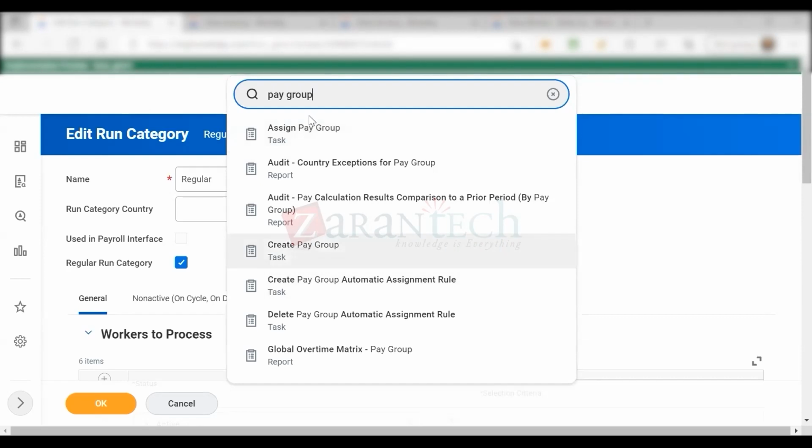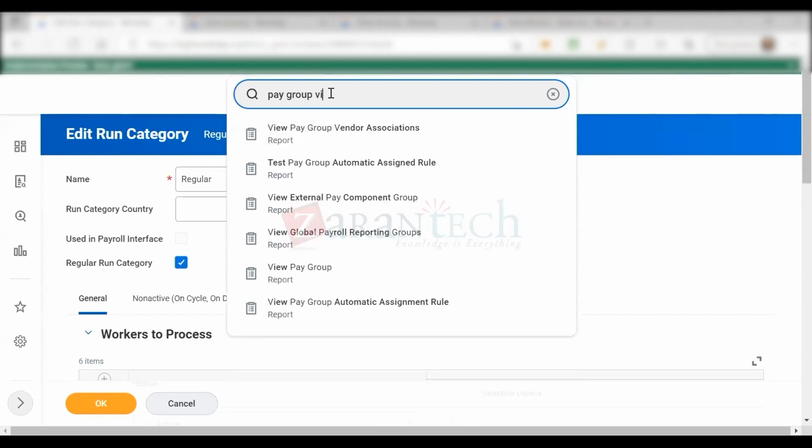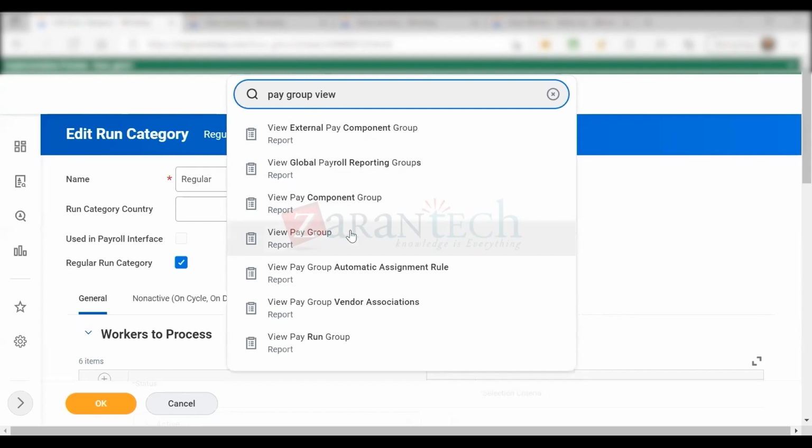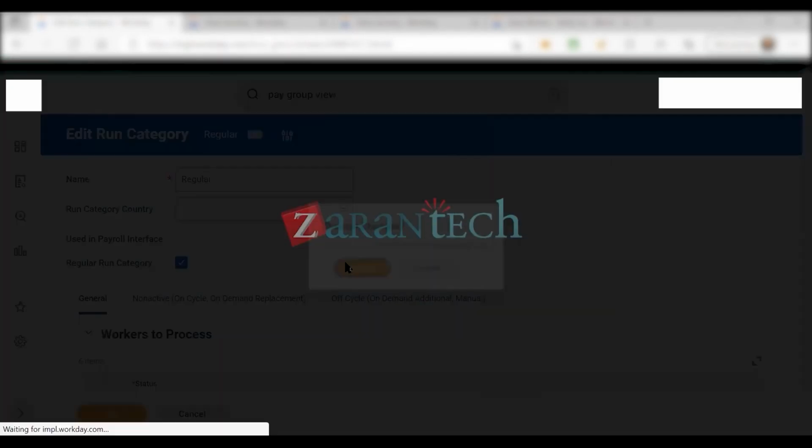Now, instead of creating a pay group, I will go and see if there is any existing pay group. Yeah, so I will go and check on existing pay groups.